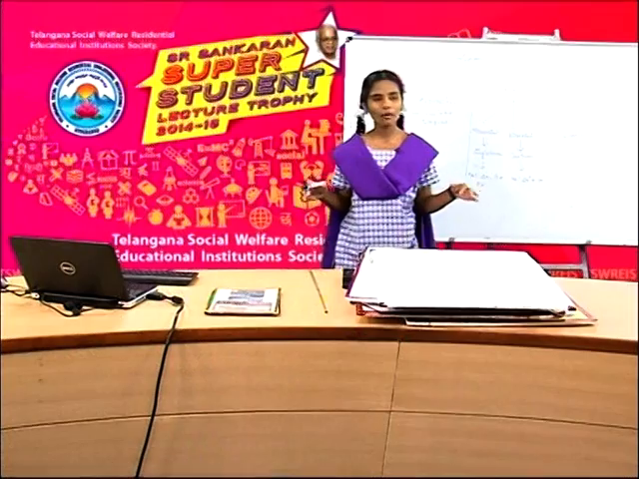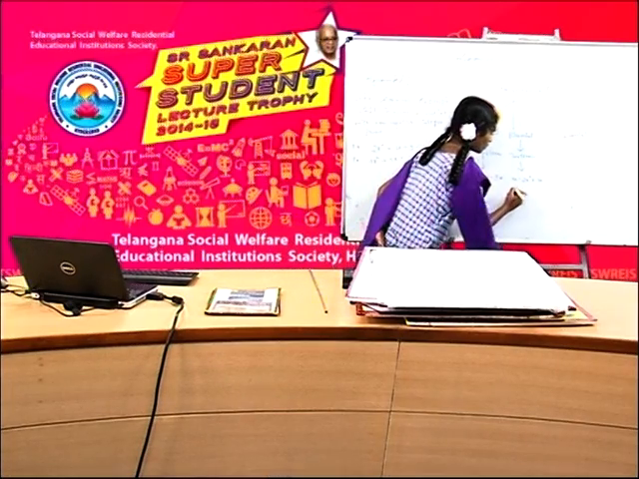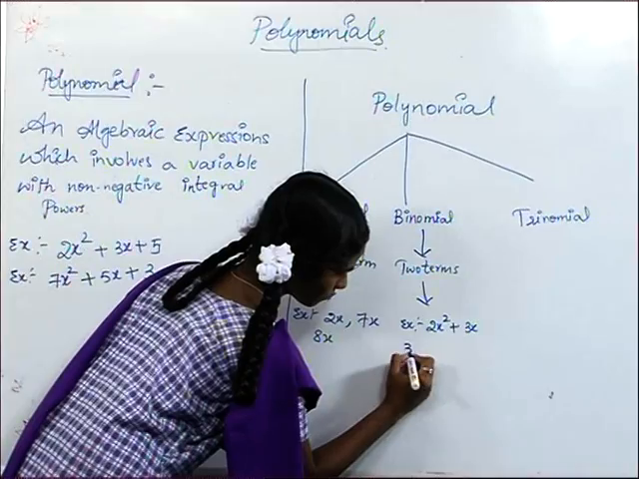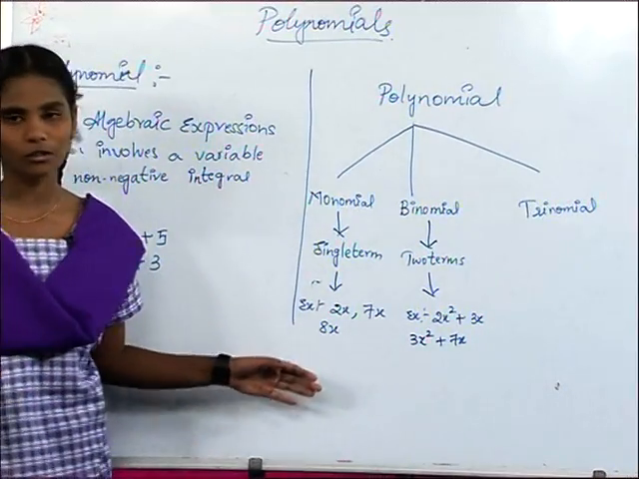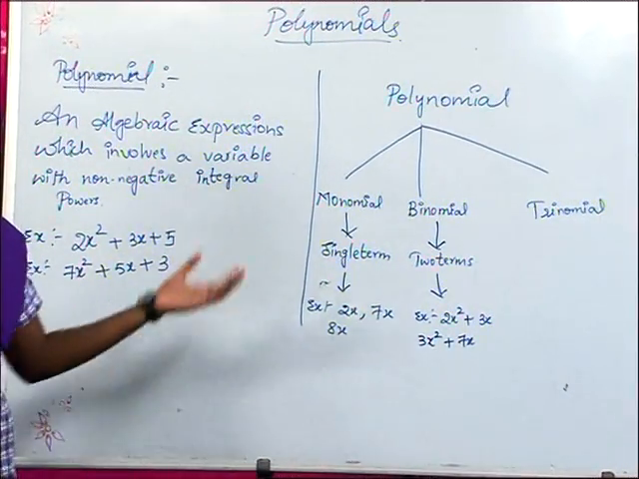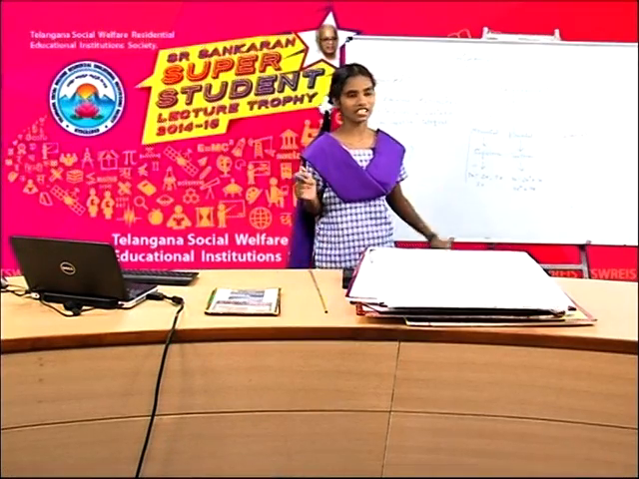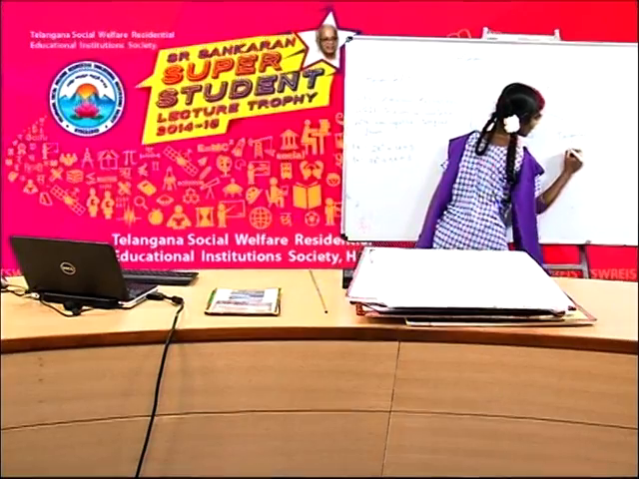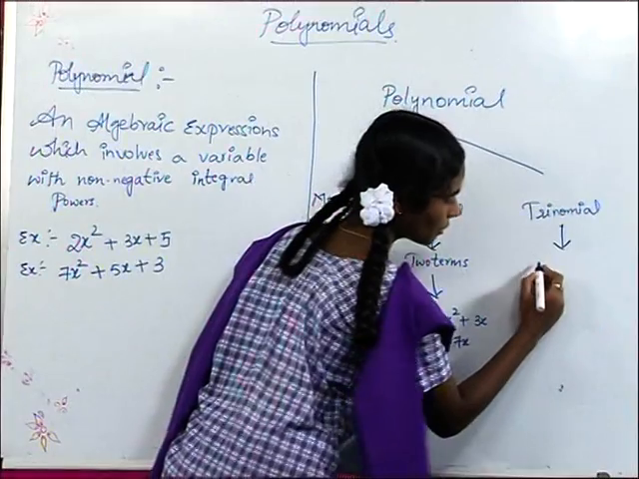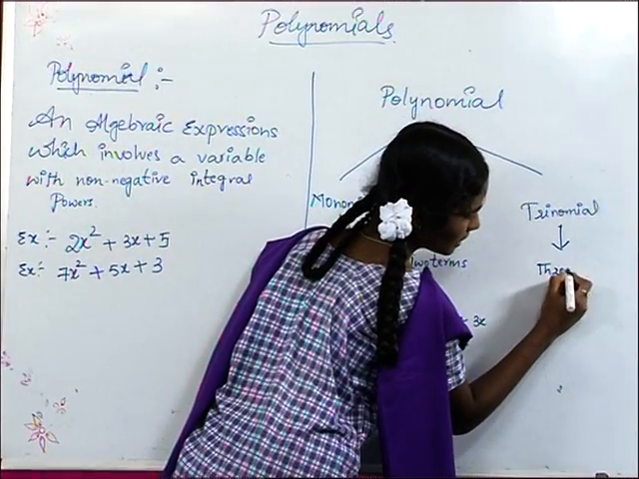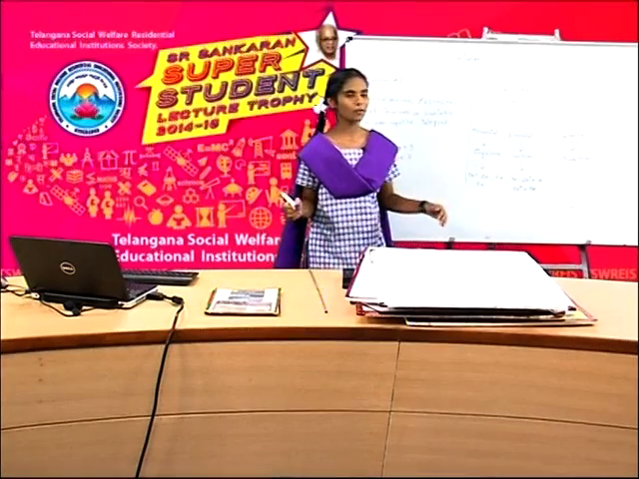Friends, now I am going to take one more example of binomial. So friends, see here, 3x square plus 7x. It is also one kind of example of binomial. Friends, now we are going to discuss trinomial. Trinomial means a polynomial which contains three terms is called a trinomial.